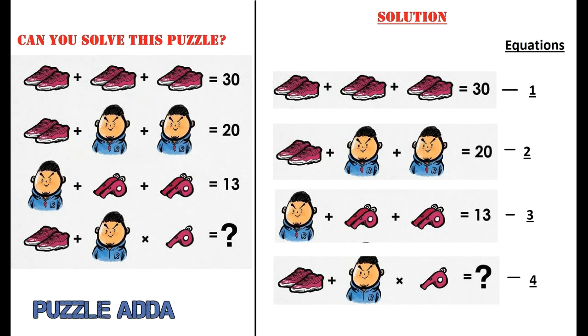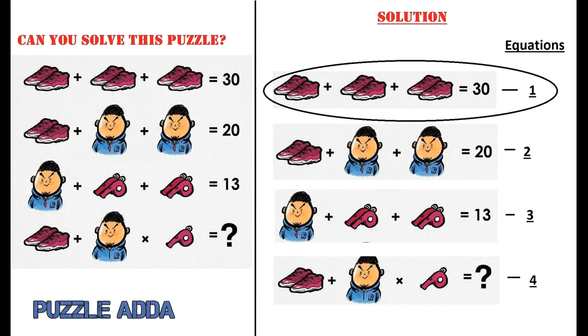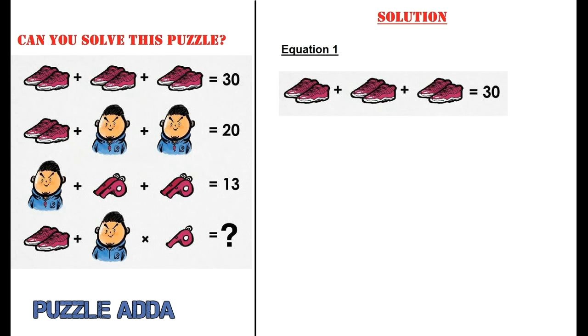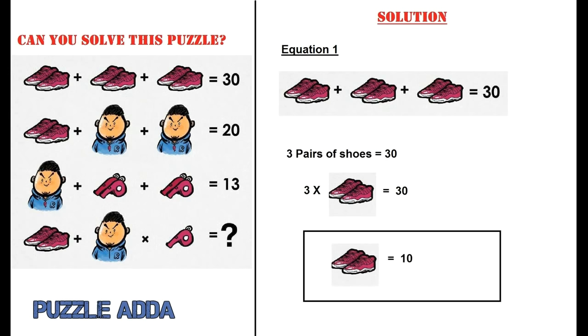Taking the first equation into consideration, according to the first equation, pair of shoes plus pair of shoes plus pair of shoes is equal to 30. So there are 3 pairs of shoes which equals 30. So if we consider one pair of shoes, it will be equal to 10.